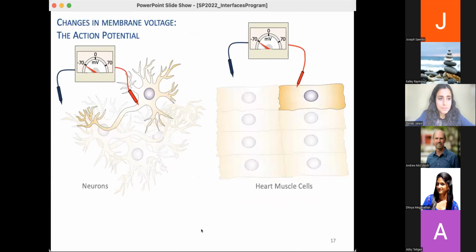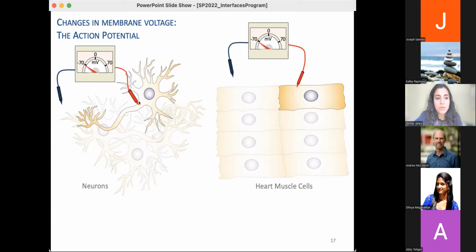And if you look at how the electrical communication is performed between neurons and heart muscle cells, you have to know the concept of action potentials. So the electrical communication is performed through these signals called action potentials. The cell membrane in animals and plants maintains a voltage between the interior of the cell and the exterior of the cell. This is called the membrane potential.